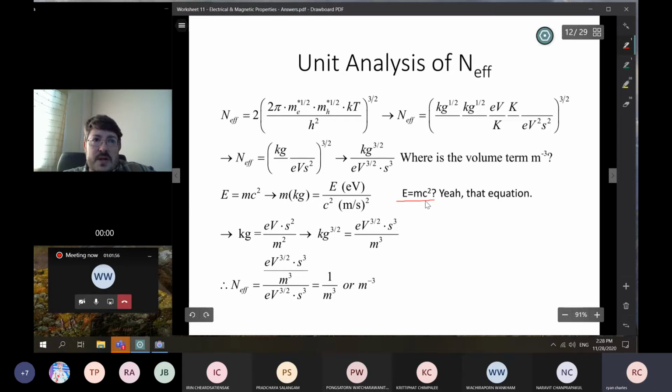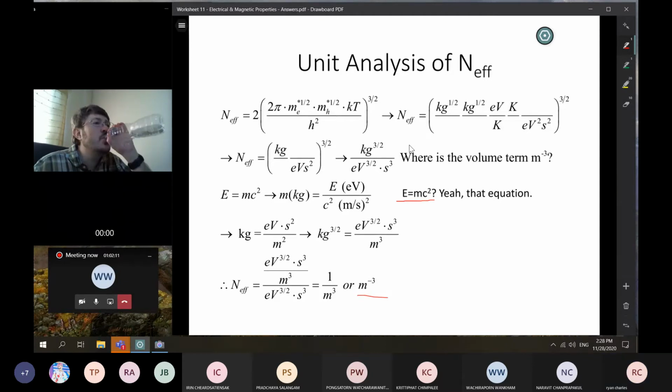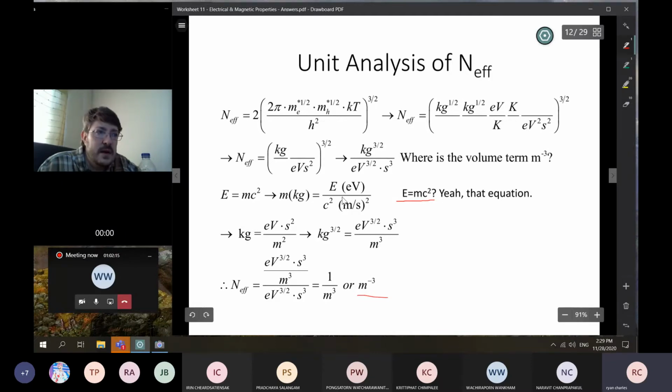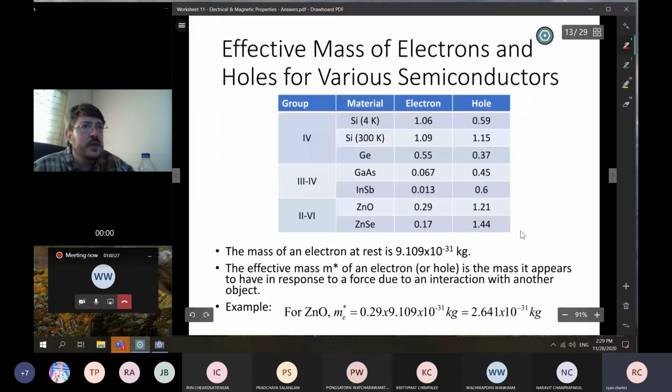And you get to play with this equation, E equals mc squared, right? To follow this through and figure out that, yeah, we get to per cubic meter. Again, this is something you don't really find in books. You have to do this yourself to see how it works. Right, so E equals mc squared, right? A kilogram can be equivalent to an electron volt per meters per second squared. Right? Think about that in materials.